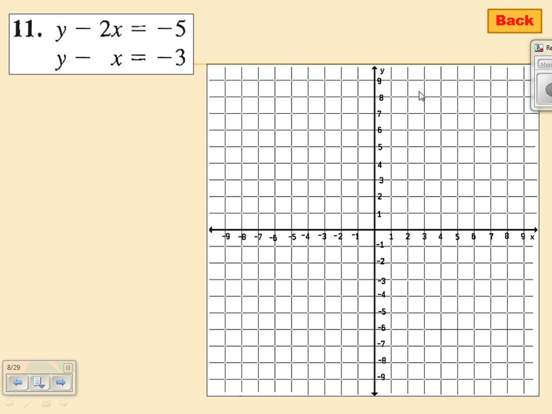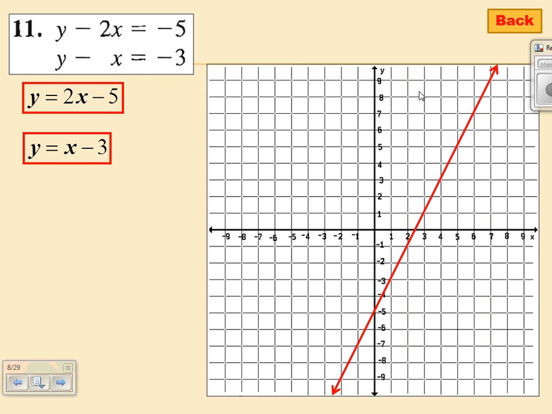For number 11, very similar to what we saw before. Try to get y by itself. So y equals 2x minus 5 for the first equation. For the second equation, I get the equation of y equals x minus 3. So where do both lines intersect at? At 2, -1.